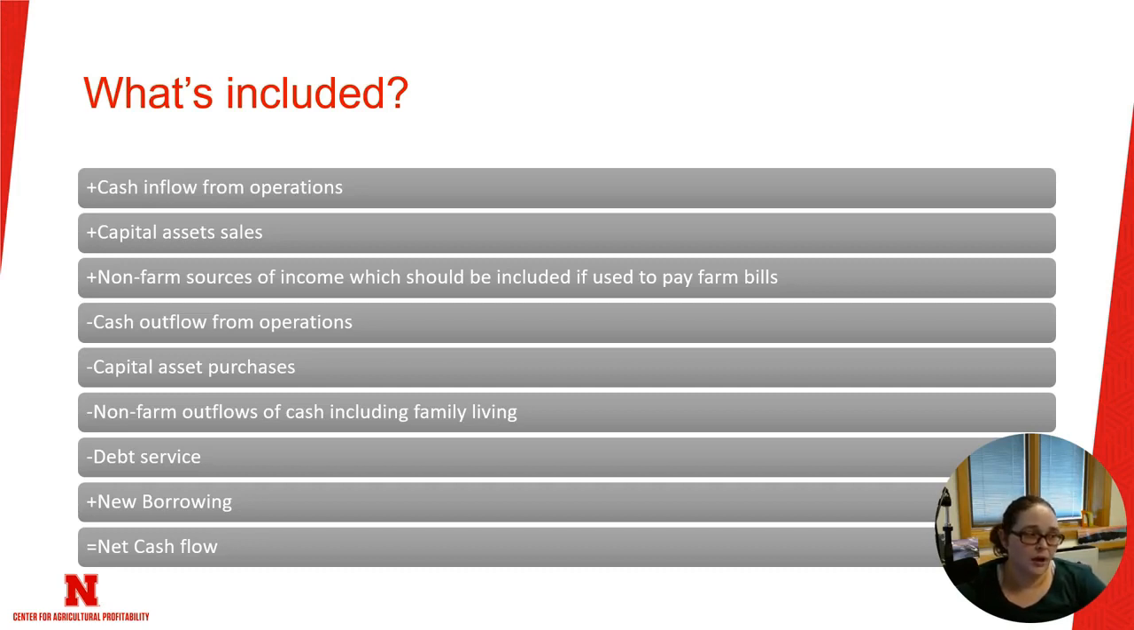If so, and again, this really does count for family operations. So if you are trying to get to a point where your operation supports you and your family, you do want to include some of those non-farm outflows of cash, including the family living. That's really important because the cost of living, as we all know, has gone up the last several years. So things like that. Do you have any debt that has to be serviced? Do you have any loans out there? Do you have any revolving credit lines, things like that?